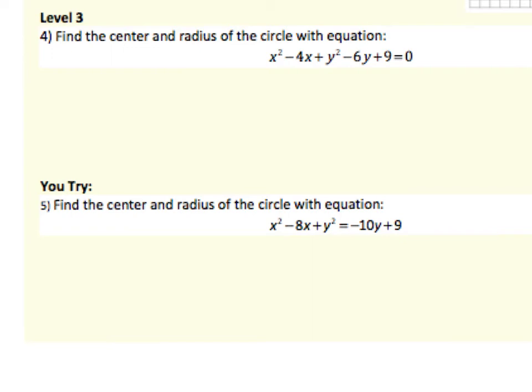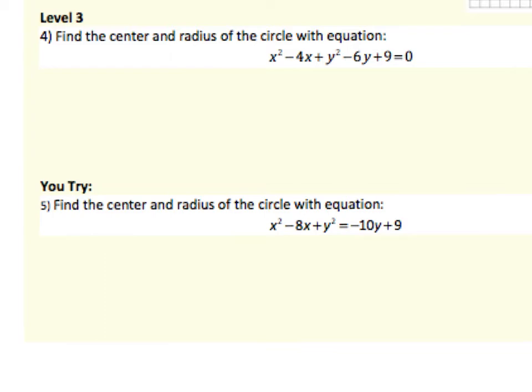Okay, so level 3 is finding the center and the radius of a circle within the equation. If you remember from last year, you did this skill called completing the square. That's exactly what we're doing here. If you look at this equation, you don't really know right away how to identify what the center is or what the radius is.